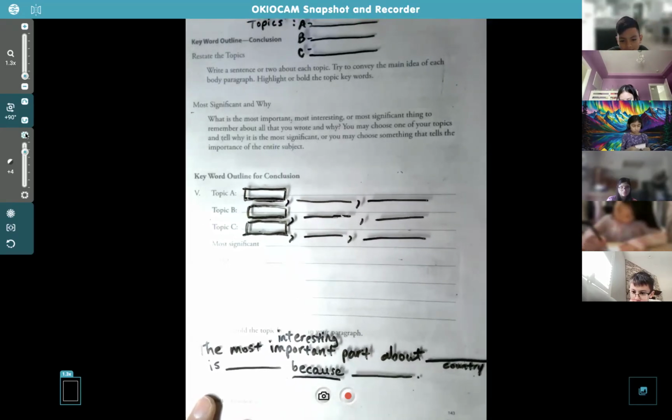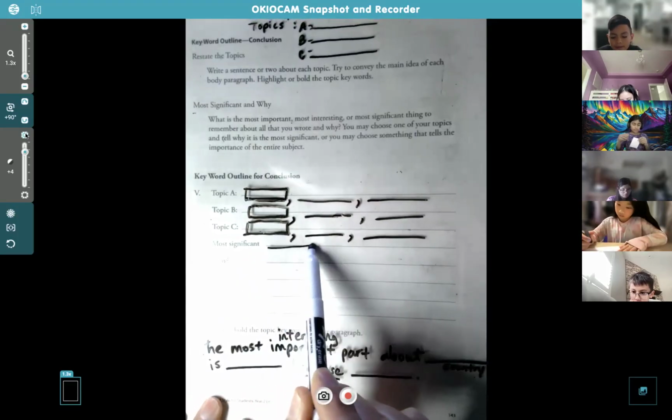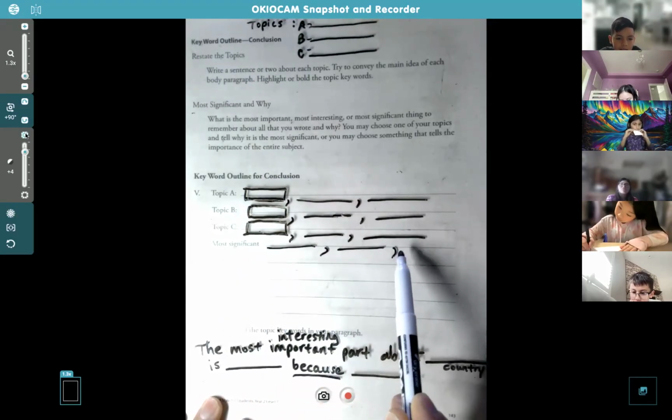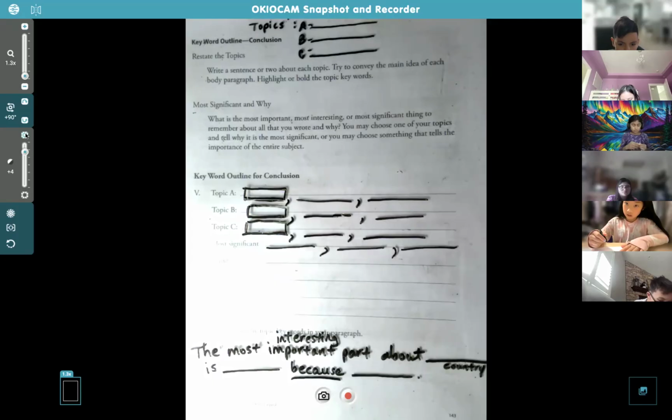Okay, so back up here. Most significant. So I want you to try to put some three key words here. We're writing down some notes on this template to help us when we go to write the paragraph. So think about something that you think is important, significant, about your country. And let me know if you guys need any help with that. I can help you specifically. You can raise your hand.